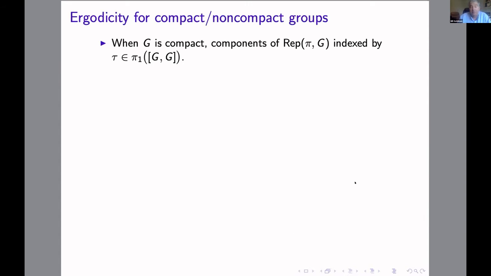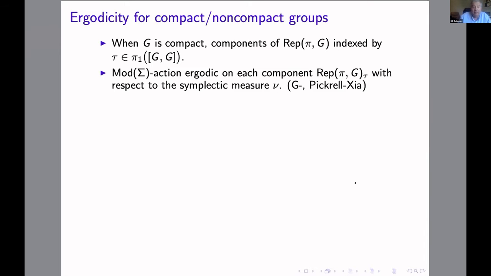So I'll mention a few general principles. First, the components of the space of representations, when G is a compact Lie group, are indexed by the elements of the fundamental group of the derived subgroup. So if G is semi-simple, then the fundamental group is finite and the connected components are indexed by elements of its fundamental group. This is also true for complex semi-simple groups as well.